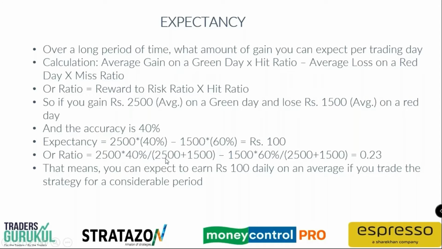2,500 divided by 4,000, that is 2,500 plus the average loss, right? So 2,500 divided by (2,500 plus 1,500), multiplied by our accuracy, minus 1,500, the average loss on the losing day, multiplied by 60%, divided by 4,000. So your expectancy ratio is 0.23, and your expectancy in absolute terms is 100 rupees. So you can expect to earn 100 rupees daily on average if you trade the strategy for a considerable period.